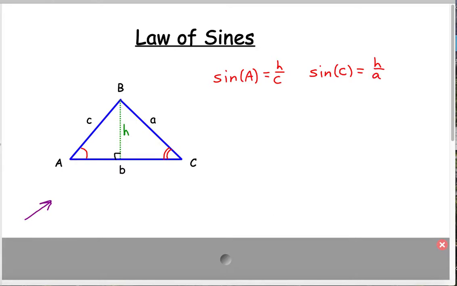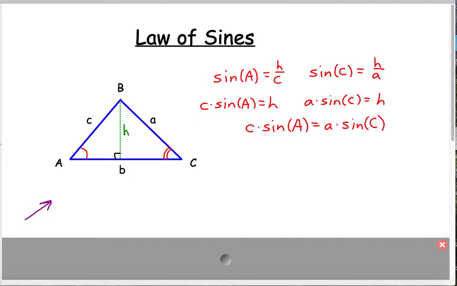Now, if I solve both these equations for h, I'm going to wind up with c times the sine of A is equal to h, and a times the sine of C is equal to h. And therefore, I can say that c times the sine of A is equal to a times the sine of C. In rearranging this, I could divide both sides by a, and then divide both sides by c, and I'll get sine of A over a equals sine of C over side c.